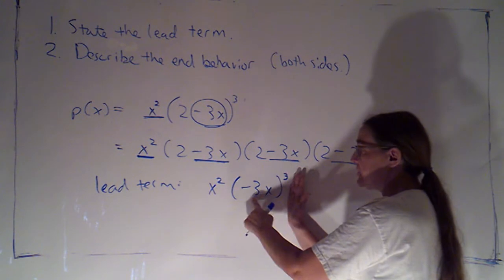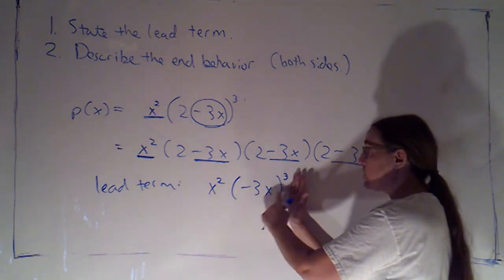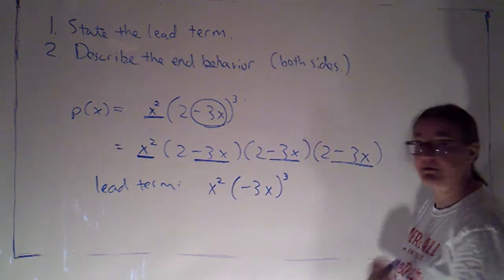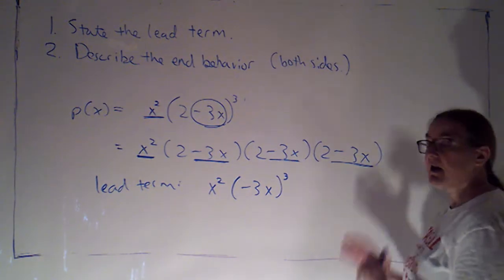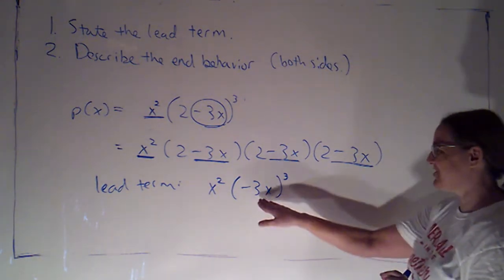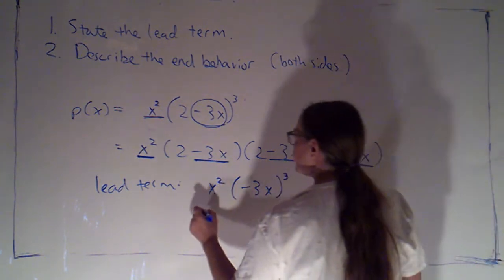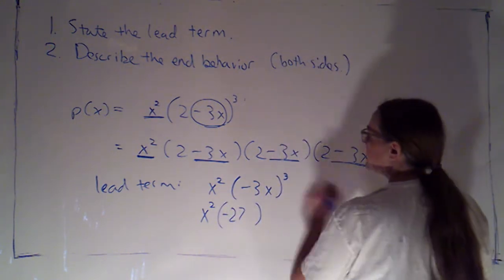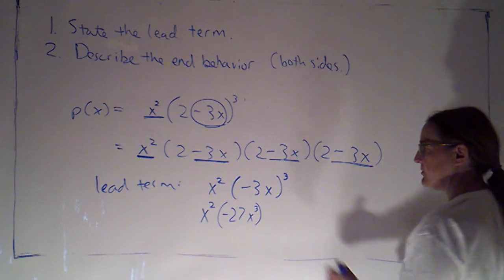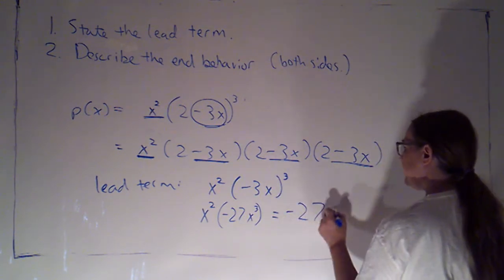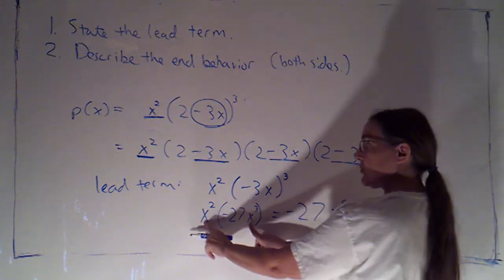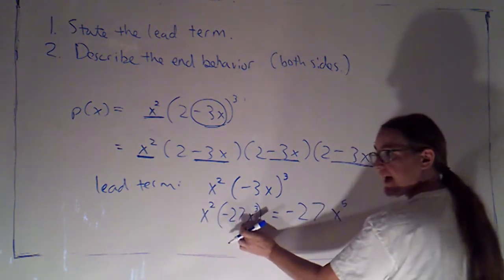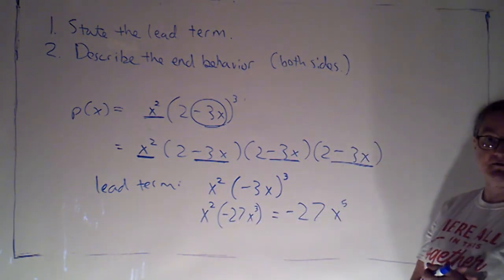Now that cube will distribute to the negative 3 and the x. Powers do distribute over multiplication, because I can see I've got 1, 2, 3 factors of negative 3 and 1, 2, 3 factors of x. Powers don't distribute over addition and subtraction, but they do distribute over multiplication and division. So that's going to be x squared times negative 3 cubed would be negative 27 times x cubed. So let's see, that's just negative 27 x to the fifth. Remember, when I'm multiplying powers, I just add the exponents. That was 2 factors of x, that's 3 factors of x, that's a total of 5 factors of x.